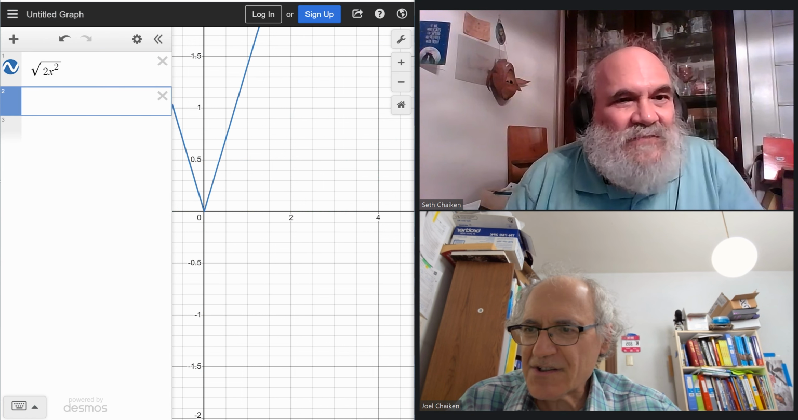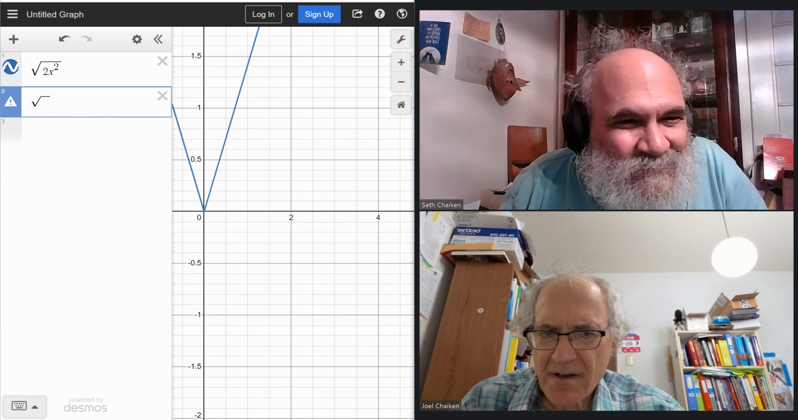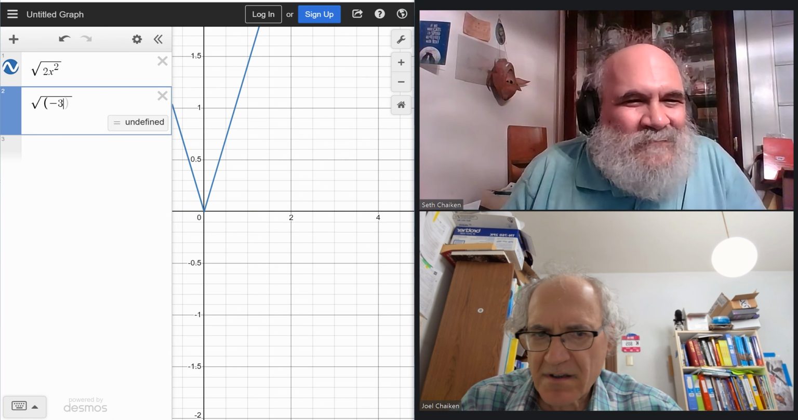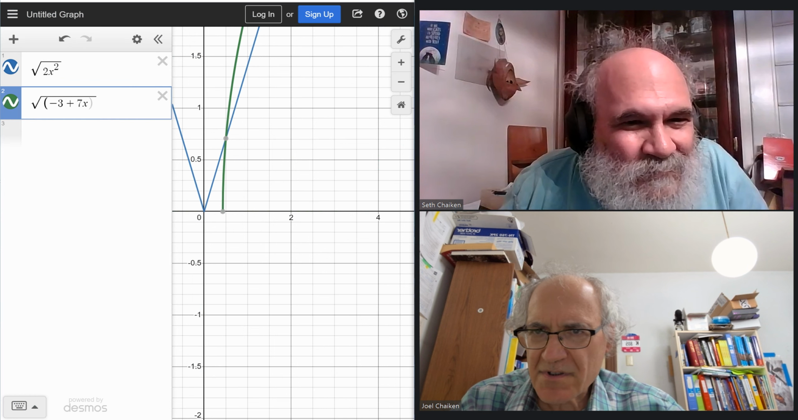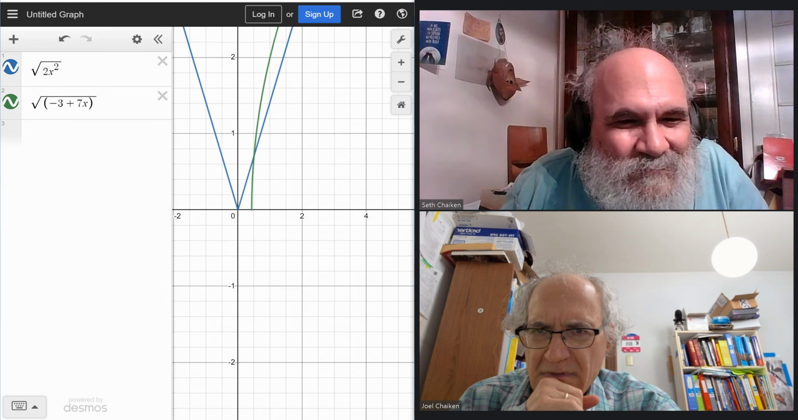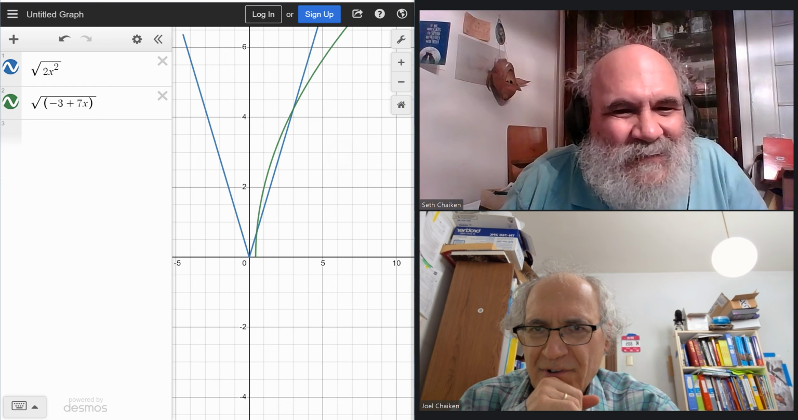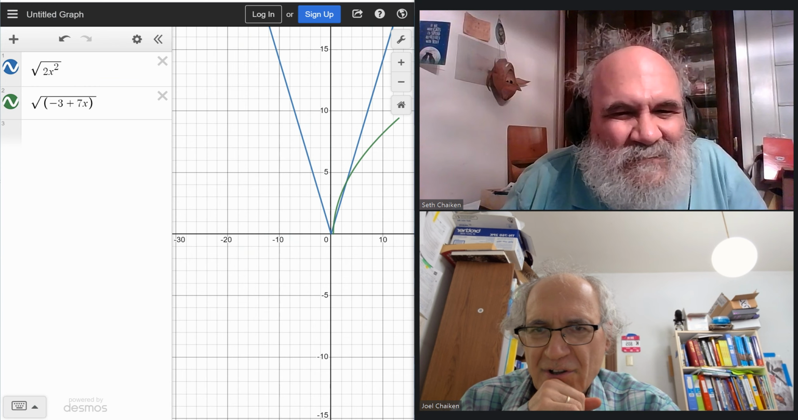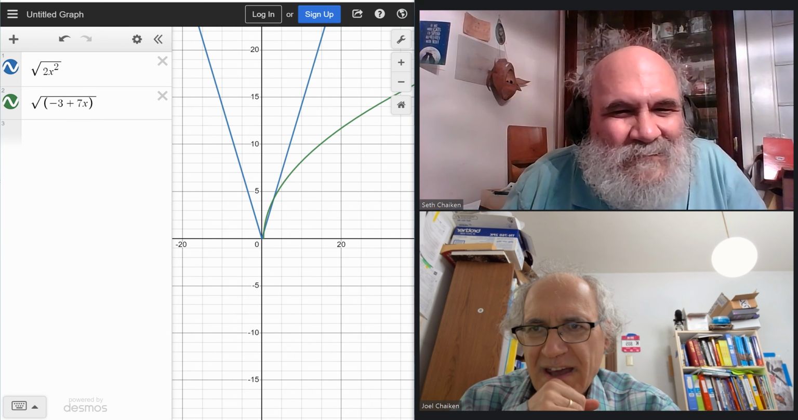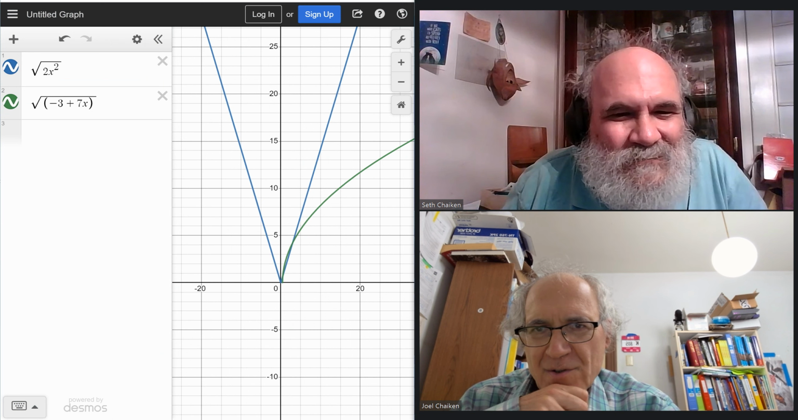Okay. So when these two things meet, those are the two answers. The three is over here. You have to go up a little bit. Let's look at the whole thing. Here we have some weird looking blue line. That's the square root of 2x squared.